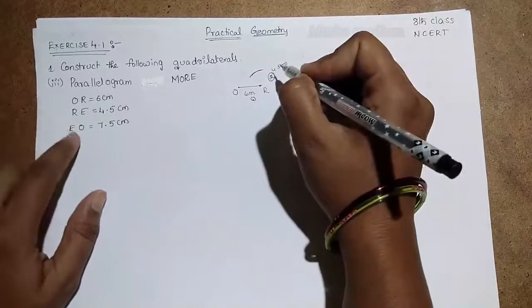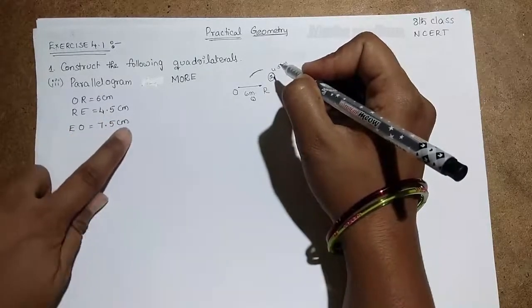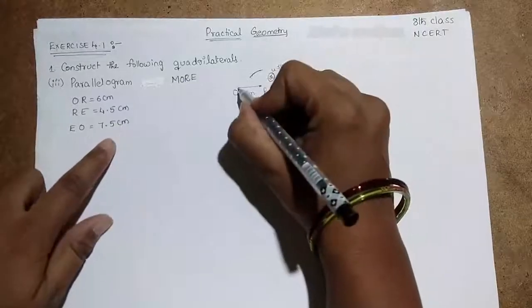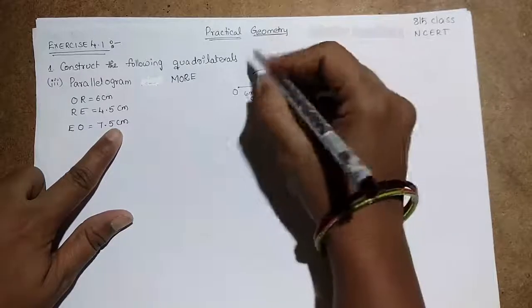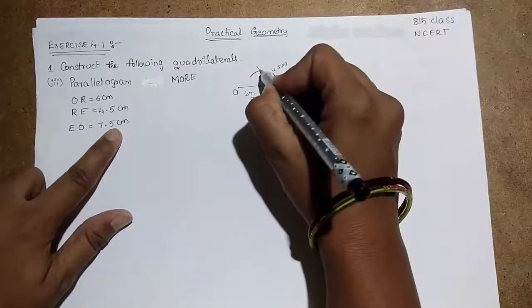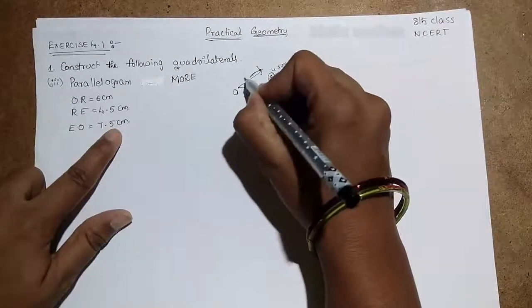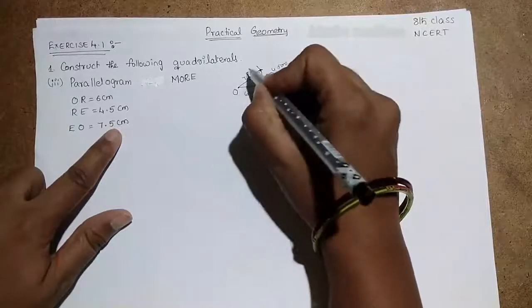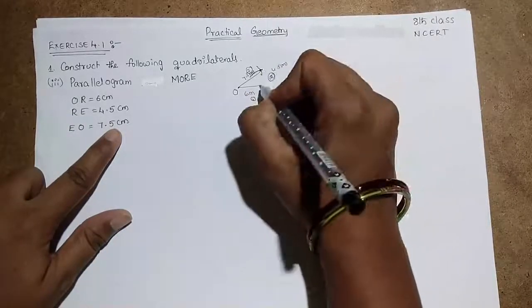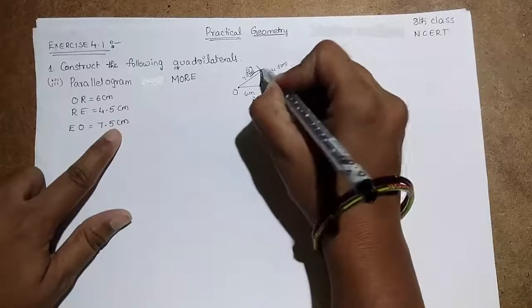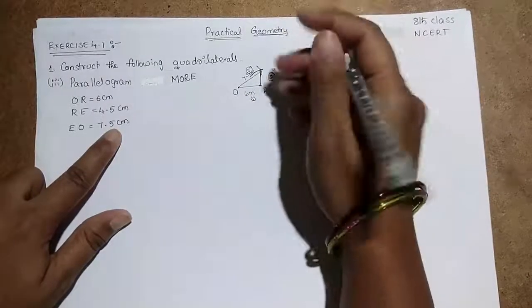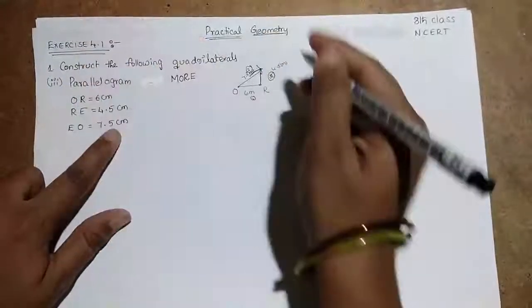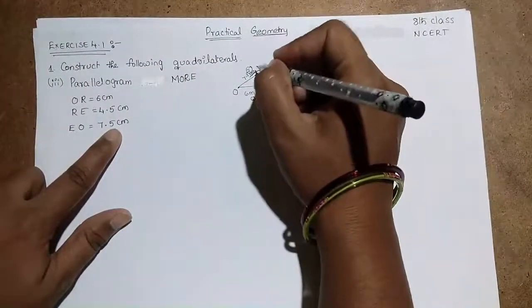Then we know the diagonal EO is given as 7.5 centimeters. So from O we measure 7.5 centimeters with a compass, then make an arc like this. This is 7.5 centimeters, and this is the third step. Next we combine these two lines, so we get a triangle here. Then we make the triangle on the opposite side also, and we get a parallelogram here.